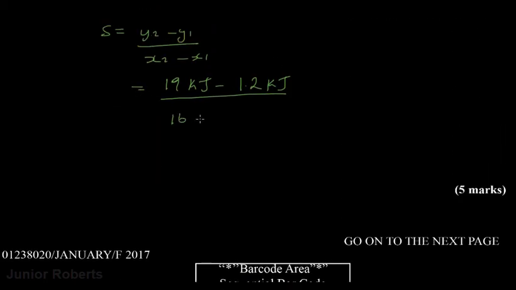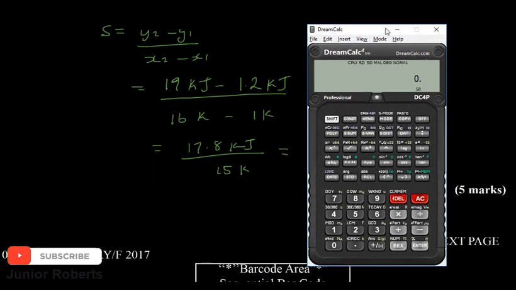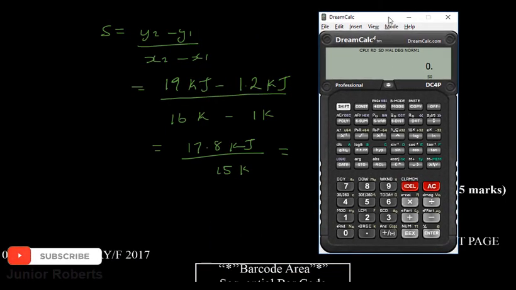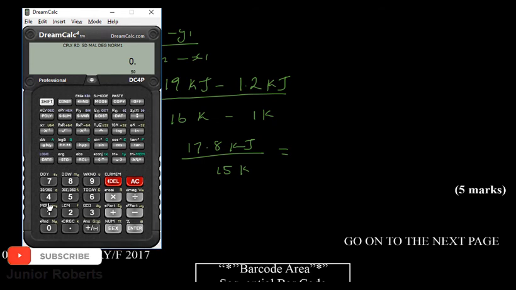So we're going to just simply write 16 Kelvin minus 1 Kelvin. Now when we simplify this, 19 minus 1.2 is simply 17.8 kilojoules divided by 16 minus 1, which is 15 Kelvin. Now when we take the quotient of this, we have 17.8 divided by 15. Let's get out a calculator.